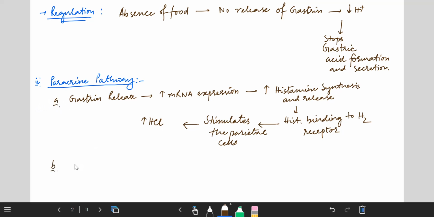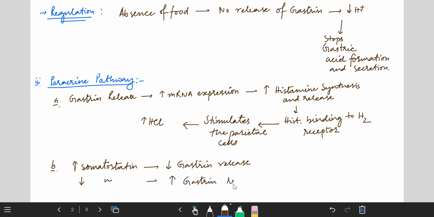The second pathway is mediated by somatostatin, which is a potent inhibitor of gastrin release, and secretion of somatostatin is regulated by cholinergic transmission pathway. So if there is an increase in the somatostatin release, obviously that will cause a decrease in the gastrin release. And if there is a decrease in the somatostatin release, that will increase the gastrin release, which will obviously affect the histamine release from the ECL cells.